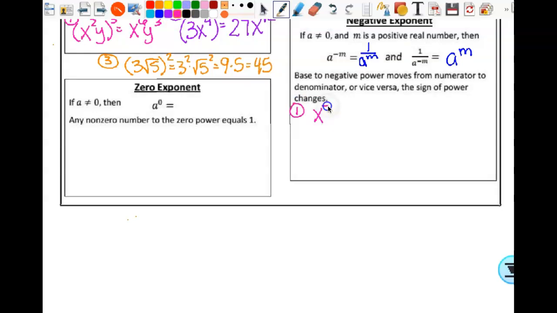X to the negative 3, what does that give me? 1 over x cubed, right? And this next one, let's do 1 over x to the negative 4, gives me what? X to the 4th, okay? What about 1/2 to the negative 2 power?